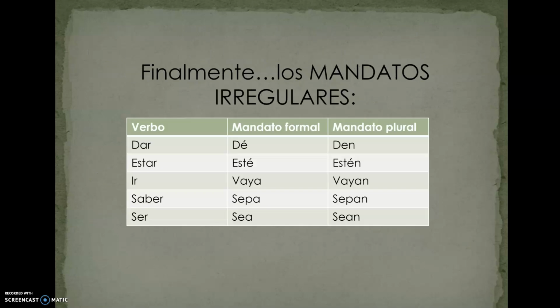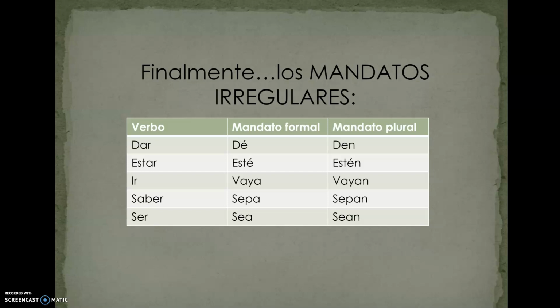Y para terminar, yay! Verbos completamente irregulares para mandatos, okay? And keep an eye on these. They are actually going to be useful to you once we start working with the subjunctive in the next couple of weeks. So for dar, we have dé con acento, because of course, as you know, de without an accent means of or from. Mandato plural is den.